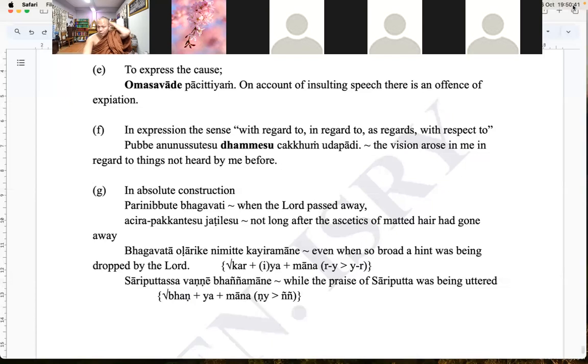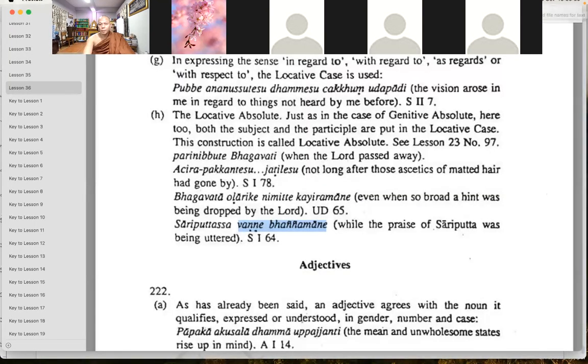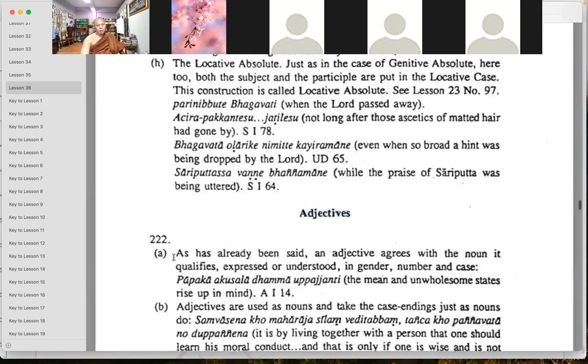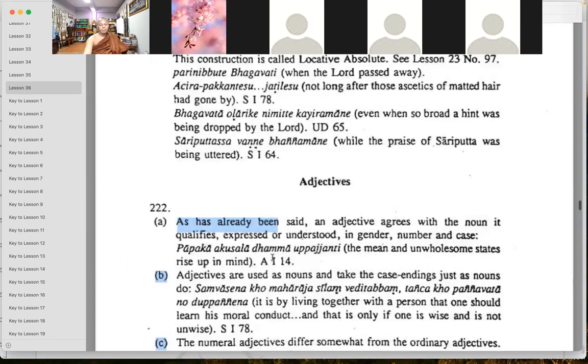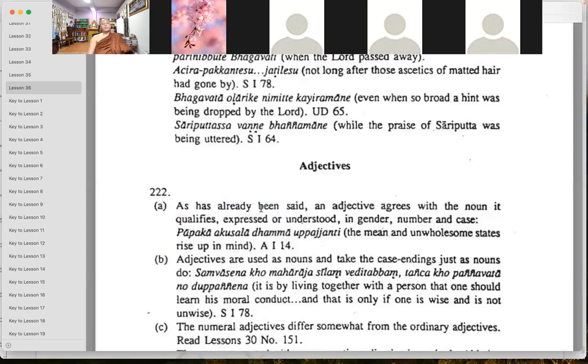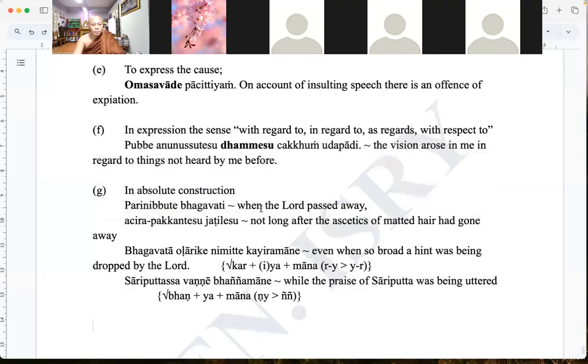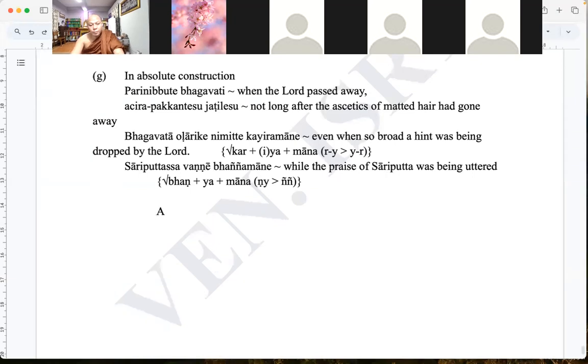Okay, so now we finish the usage of the locative case. And then the next one is the usage of the adjective. In connection with the same adjective also, now the usage of the adjective can be understood here. That one maybe was already talked about in lesson 11, but again, adjectives have already been covered in the lesson. An adjective agrees with the noun it qualifies or expresses, or the noun is understood, in gender, number and case. Now the usage of the adjective. The previous ones were the usage of cases, not adjectives.